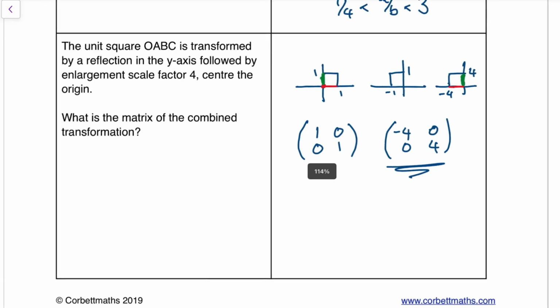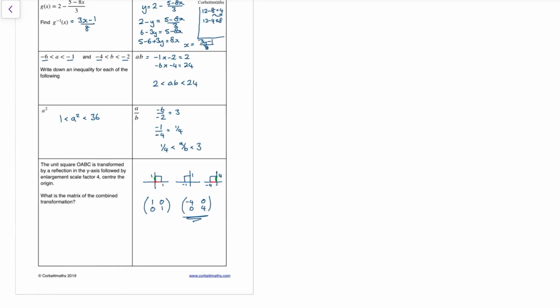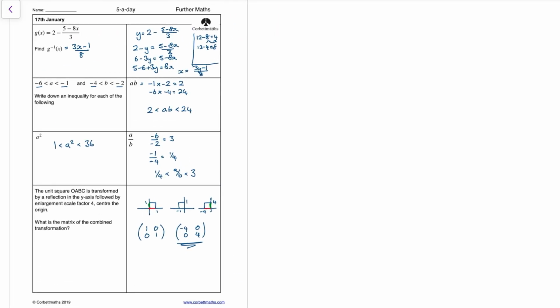Good question, actually. I like that question. Well done if you got all of those today. A nice little mix of questions today. It started okay, then a clever little inequality question, and a matrix question at the end.